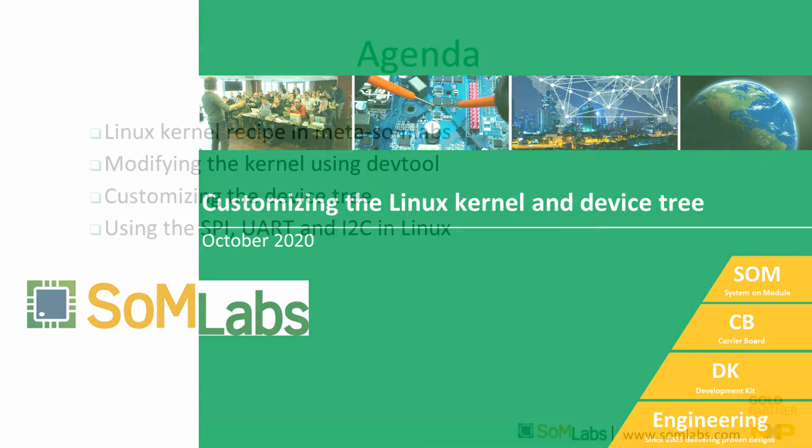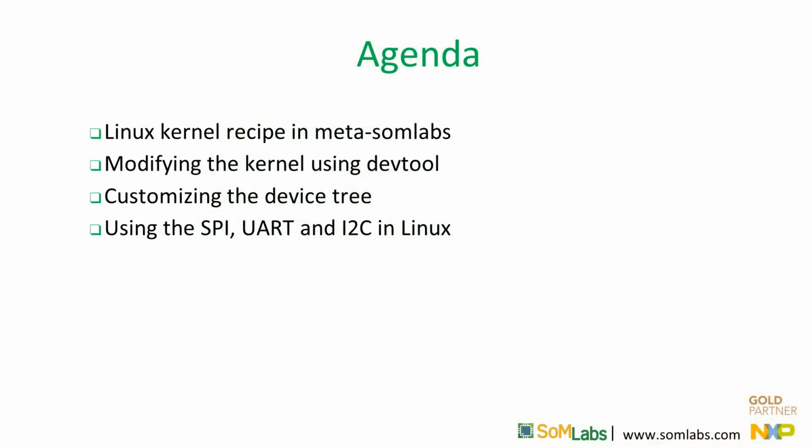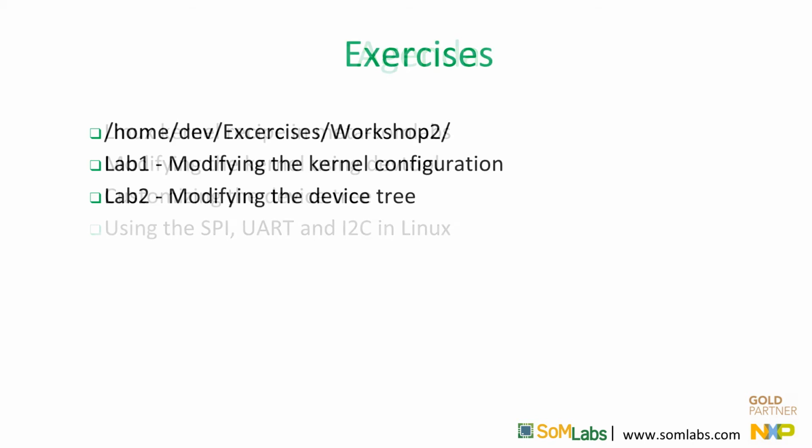At the beginning of our meeting, we will take a closer look at the Linux kernel recipe located in the Meta SOMLabs layer. Next, we'll look at modifying sources using DevTool. With this tool, we will add to the kernel configuration the drivers for modules connected to the I2C bus and introduce changes to device tree files. Finally, we will discuss the usage of basic communication interfaces like UART, SPI, I2C from Linux user space.